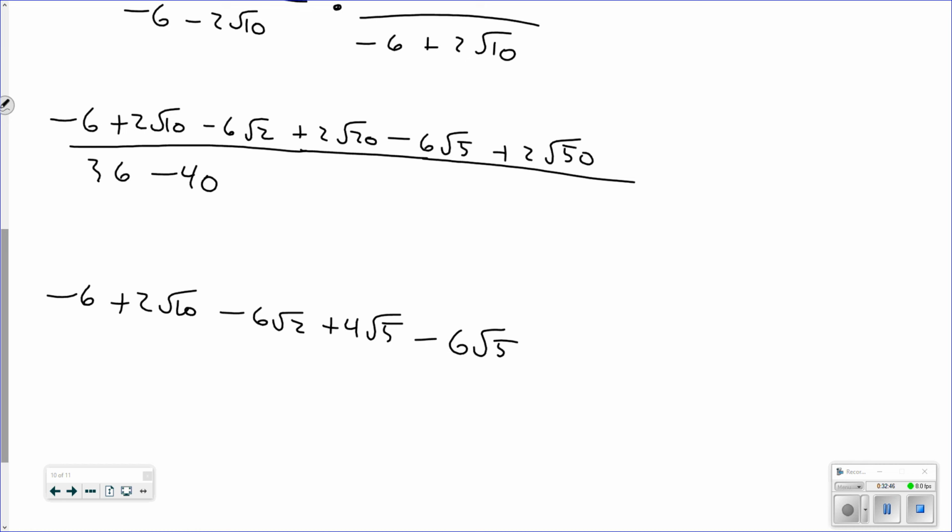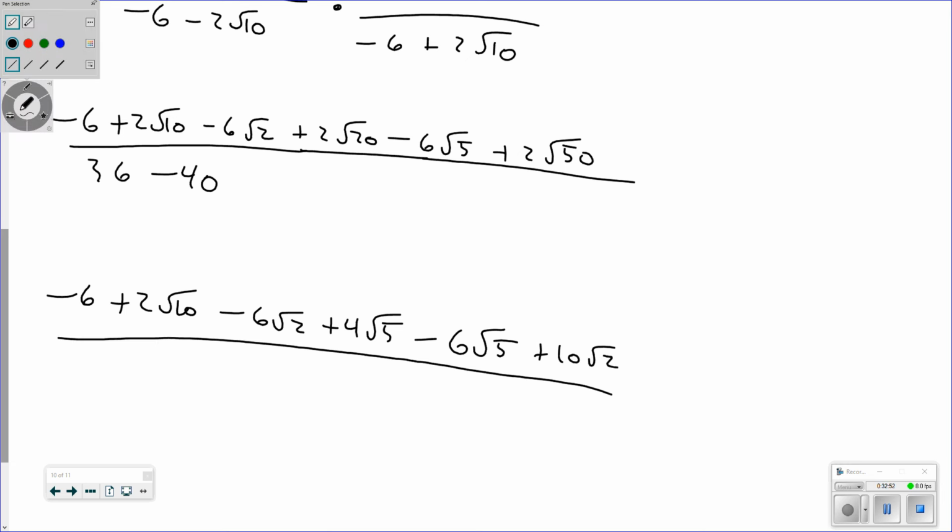And then 2 root 50 is just 5 root 2. So you get 10 square root of 2, and all that over negative 4. So really 2 root 20 became 4 root 5, and 2 root 50 became 10 root 2. Everyone with me? Are we okay?